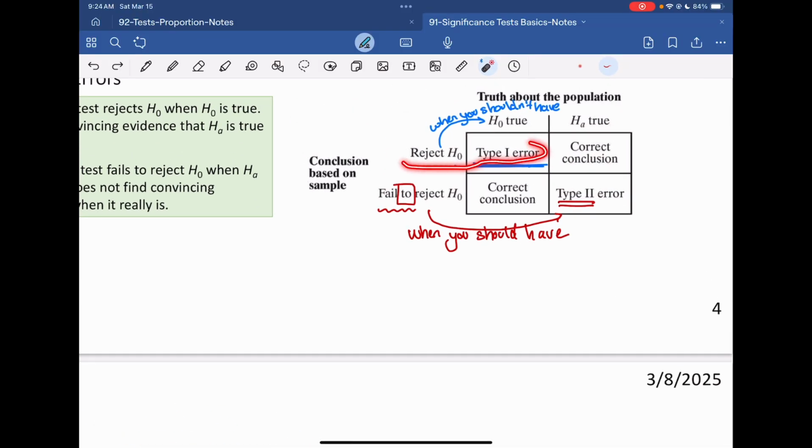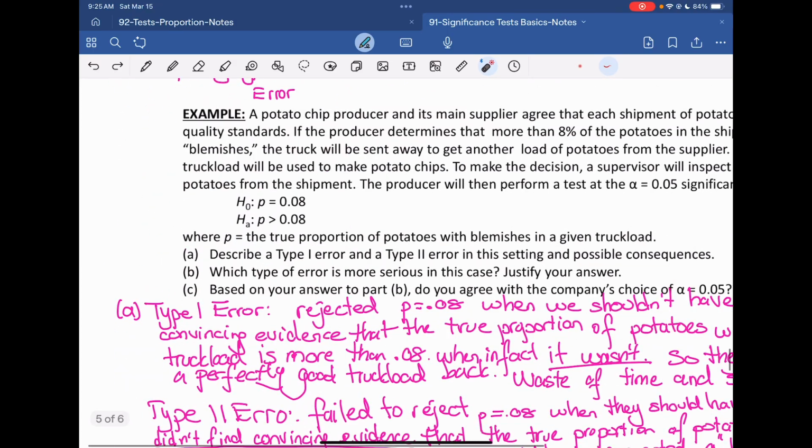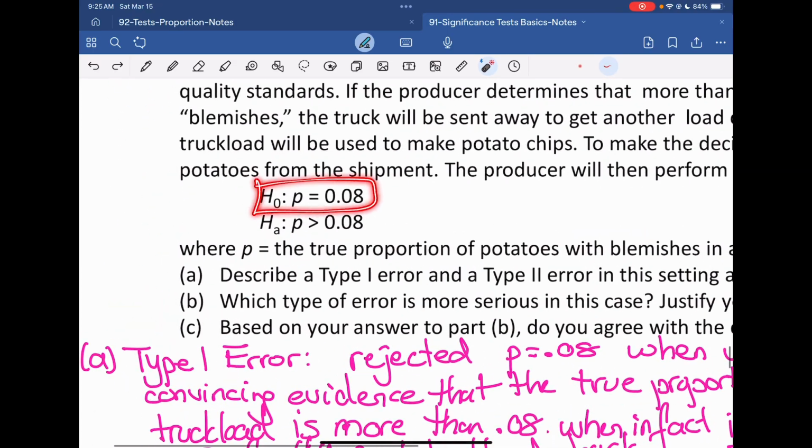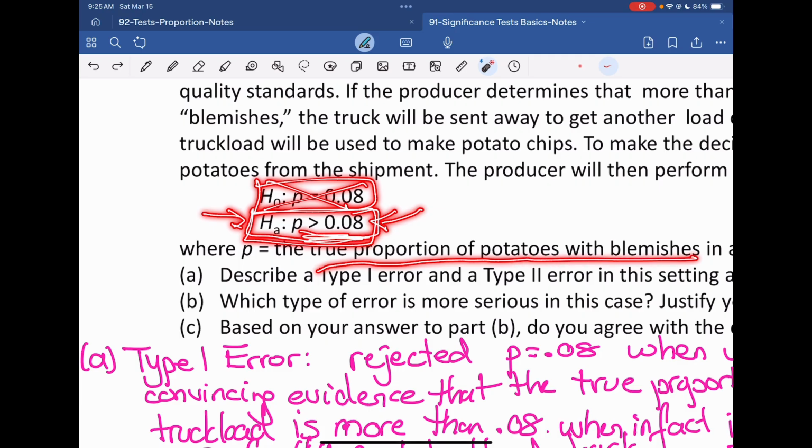Type 1 error, this one. Rejected the null, but shouldn't have. Okay, so go back. We're here. We rejected this and found support for that, but we shouldn't have. So we're finding support for this, that means we're saying there's evidence that the true proportion of potatoes with blemishes is more than 0.08.